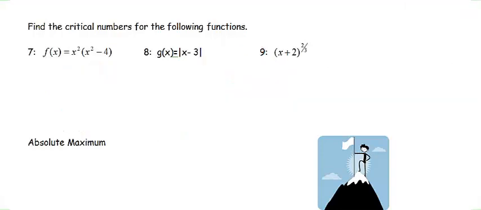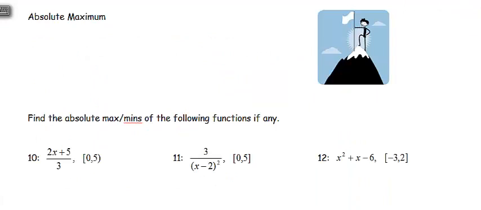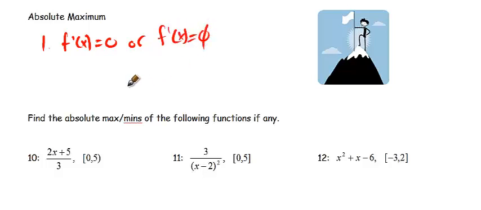Alright, so let's talk about finding an absolute maximum. Finding an absolute max or min is basically the exact same thing. What you're going to do is first find f prime of x. Take your derivative and set it equal to 0, or f prime of x is undefined. So that's the first thing you're going to do. Take your derivative, find where it's equal to 0, or where it's undefined.